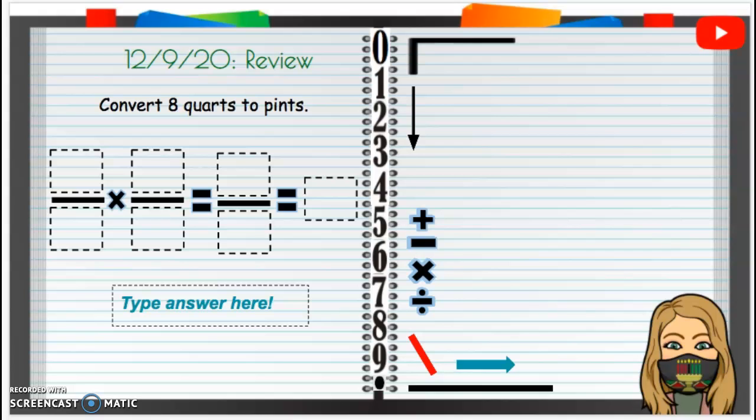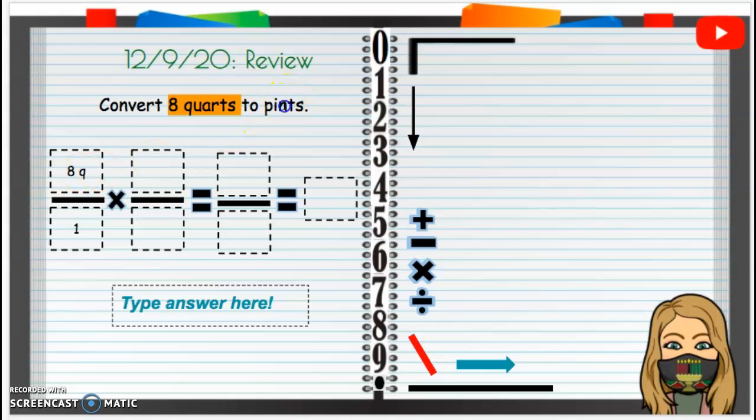December 9th, 2020 review. Convert 8 quarts to pints. So here's what we're starting with, 8 quarts, just as we've been doing. We're going to have 8 quarts. You could put a lowercase q for quarts. Remember, we're going to put that over 1 because anything over 1 or divided by 1 is going to be itself, so it does not change the value.